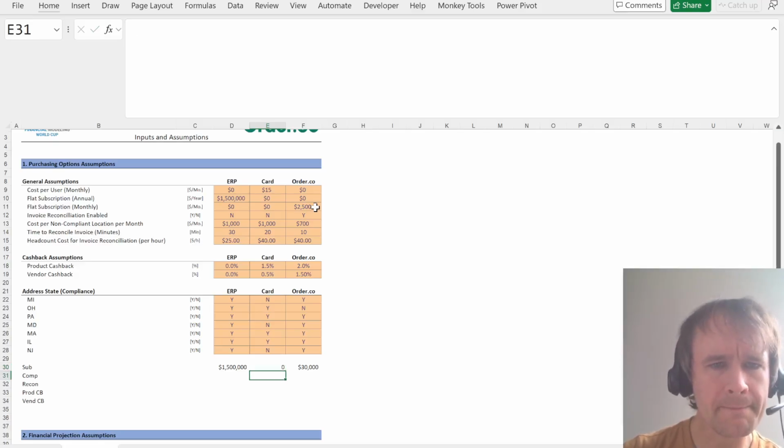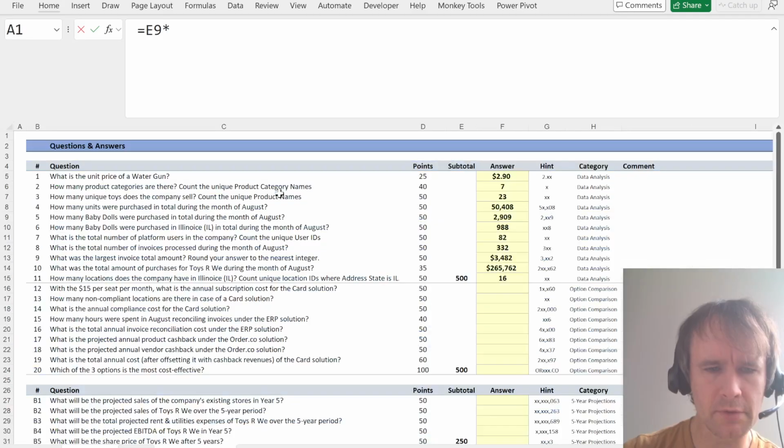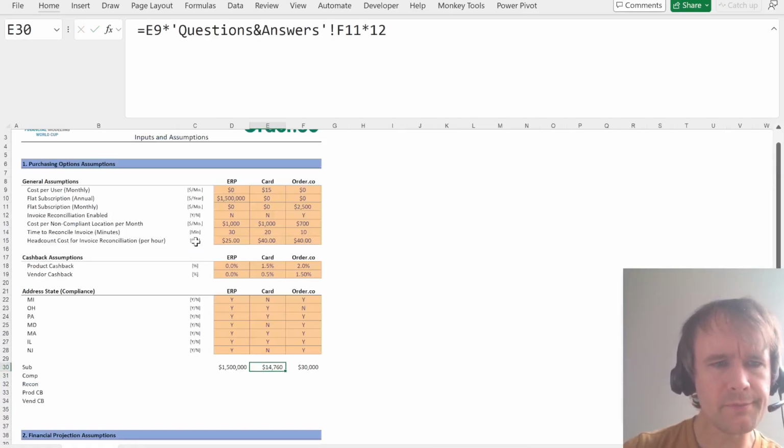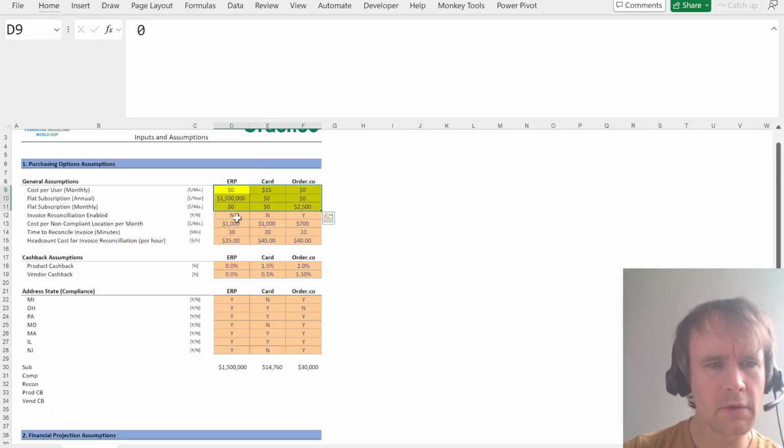Okay. No, cost per user. Okay, so that's going to be this times my number of users, which I had somewhere, yes, times 12, I guess. Okay, those are good. Invoice reconciliation enabled, no, yes.